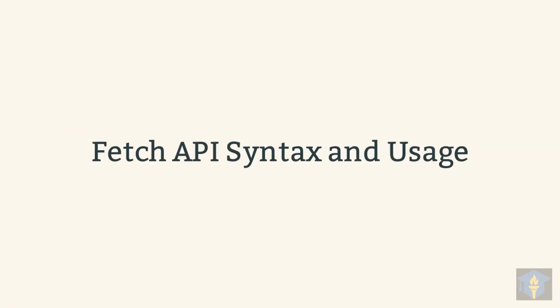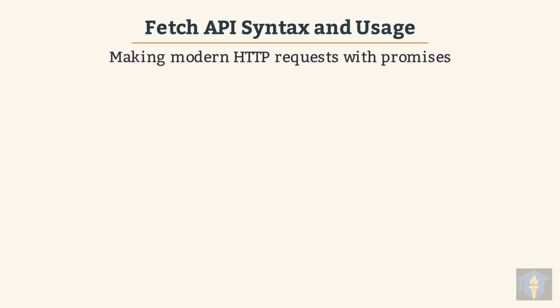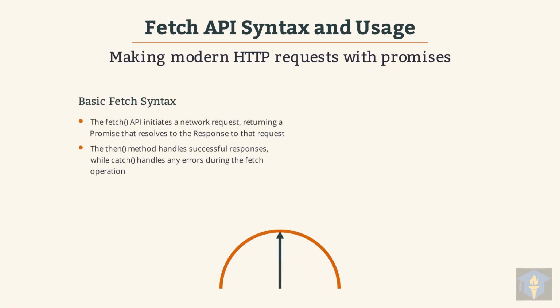Let's delve into the Fetch API, examining its syntax and practical usage for making network requests. The Fetch API allows us to make modern HTTP requests, leveraging JavaScript promises for cleaner asynchronous code. Here, we'll look at the basic syntax of the Fetch API to understand how it initiates network operations. The Fetch API initiates a network request, returning a promise that resolves to the response. The then method handles successful responses while catch handles errors.